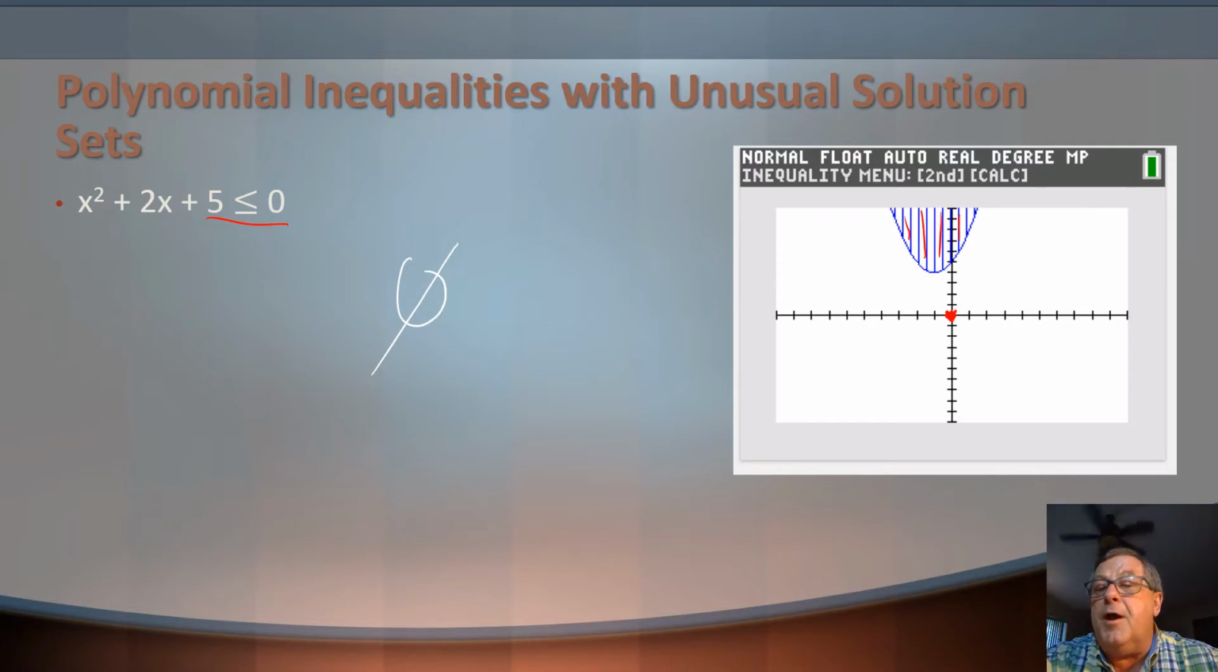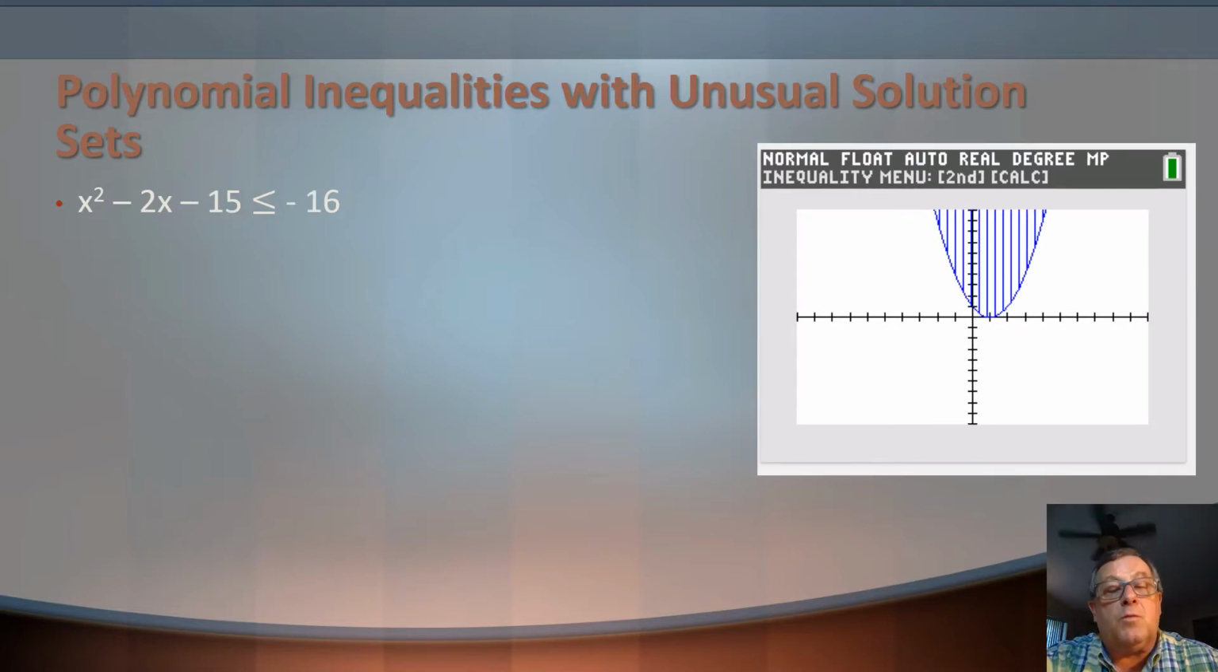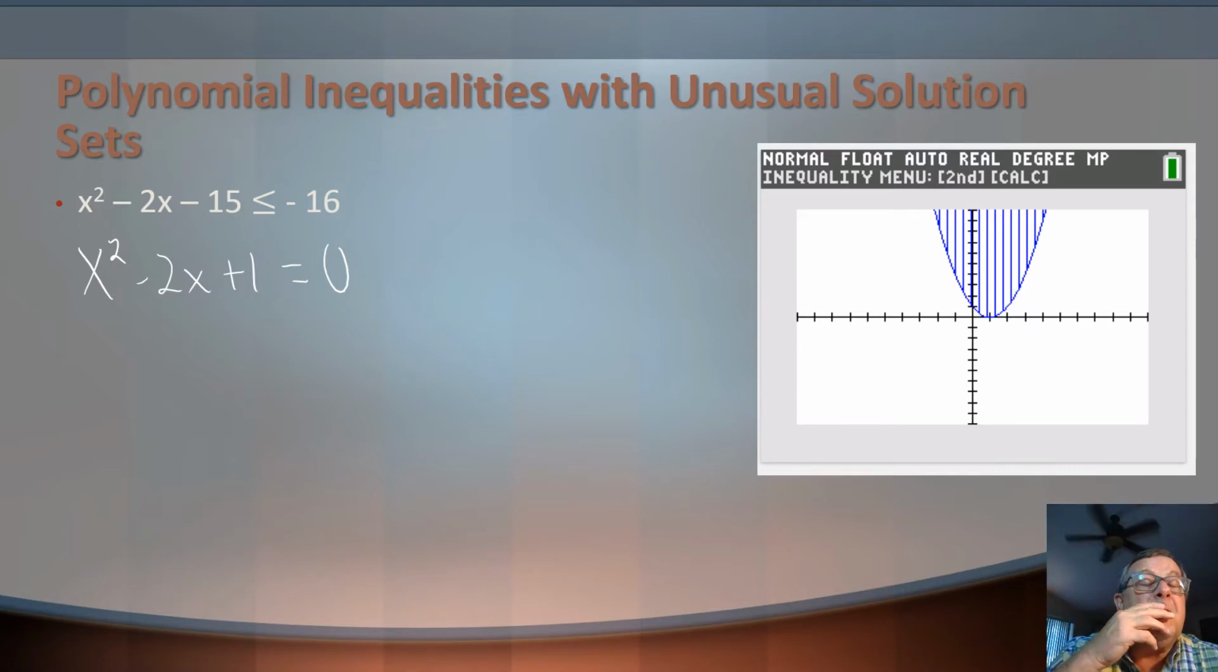Now we're going to look at another equation, and we're also going to look at it two different ways. So here I've got x squared minus 2x minus 15 is less than or equal to negative 16. Well, let's move this negative 16 over. And when I do, I've got x squared minus 2x plus 1. We'll set it as an equality for right now, but it's really less than or equal to 0.